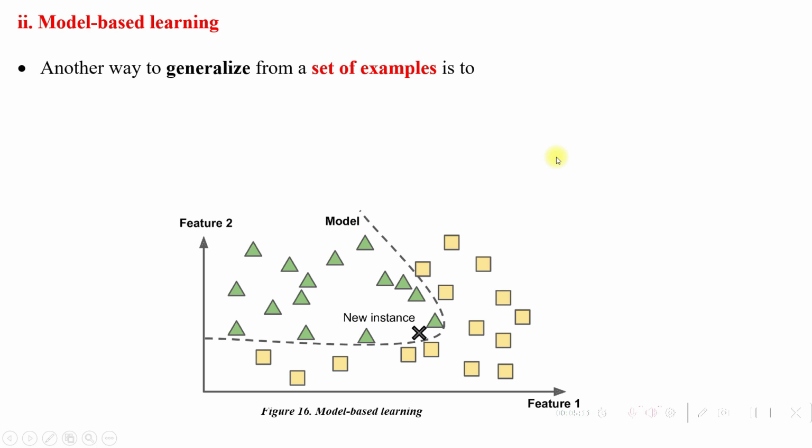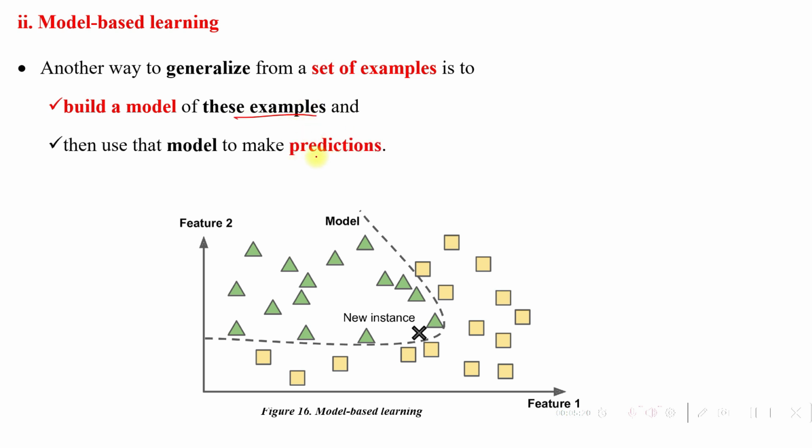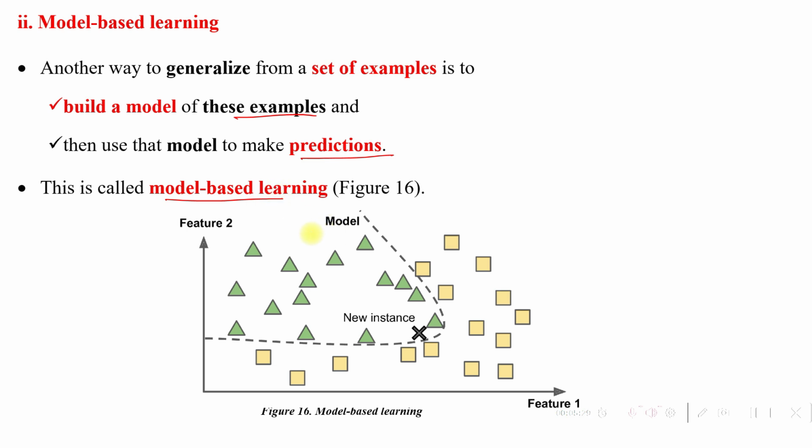Now another way to generalize from a set of examples is to build a model of these examples and then use that model to make predictions. This is called model-based learning. In the previous approach, we classified the new instance based on similarity measures. But here we build a mathematical model in order to classify the data. To find the class label of this new instance, we develop a mathematical model, and based on that we assign the class label. Here the dotted line represents the line developed using some model. The cross mark, the new instance, belongs to the triangle class, so the new instance is assigned the triangle class.